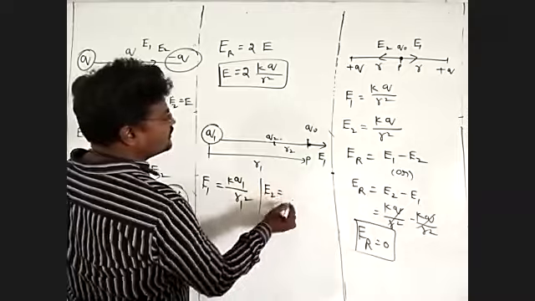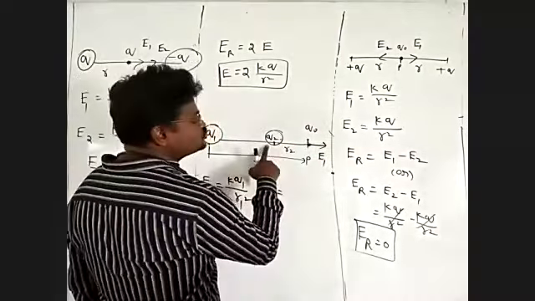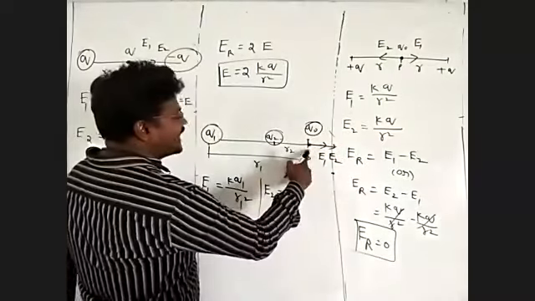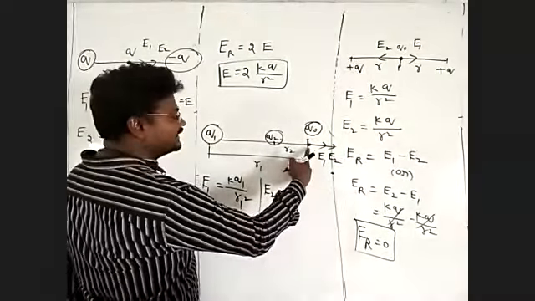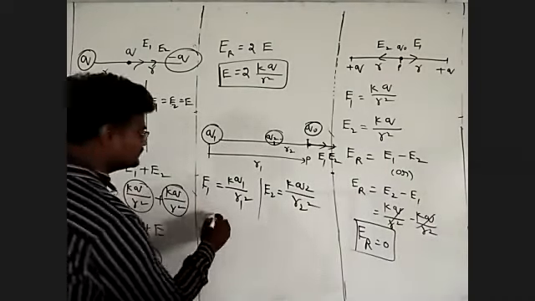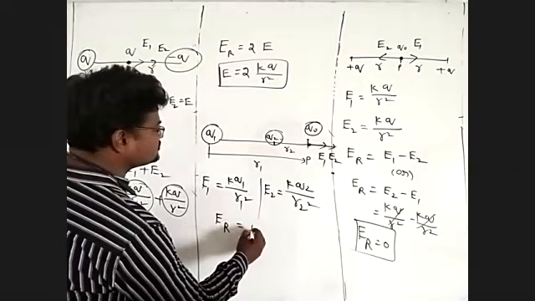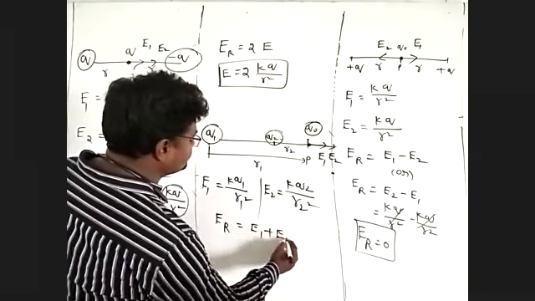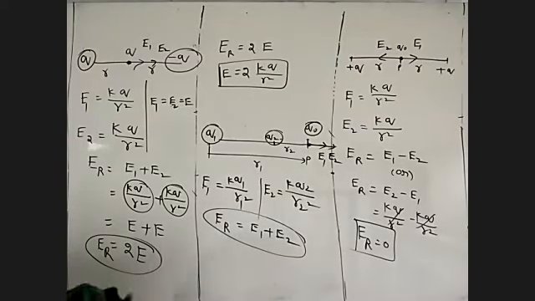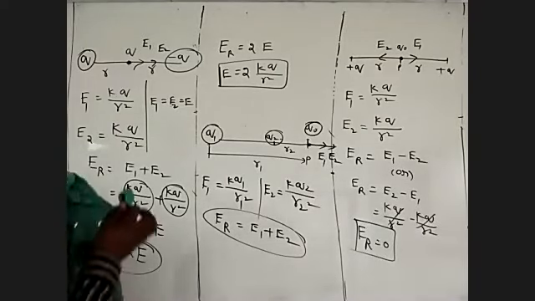Next electric field. This is a Q2. Q2 also repels this Q0 in this direction, that is E2. At this point, we have to calculate the electric field due to the charge Q2 by R2 square. Now both are in the same direction, so the resultant electric field is E1 plus E2. Your answer: these two values put in this equation, you get the resultant electric field.